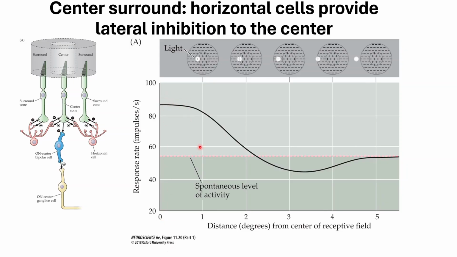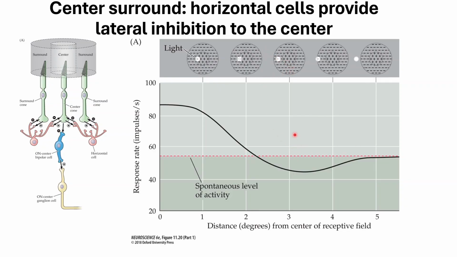And then as we move the light away from the center of the receptive field, so we get further and further away. So right here, we're nearly at the edge of the light. That's what this is indicating, right? At the edge of the center of the receptive field. That's when we start to see it dip a little bit. And so now here we're looking at light that's being presented to a little bit of the center and a little bit of the surround. And we can see we're getting really, really close to the spontaneous level of activity.